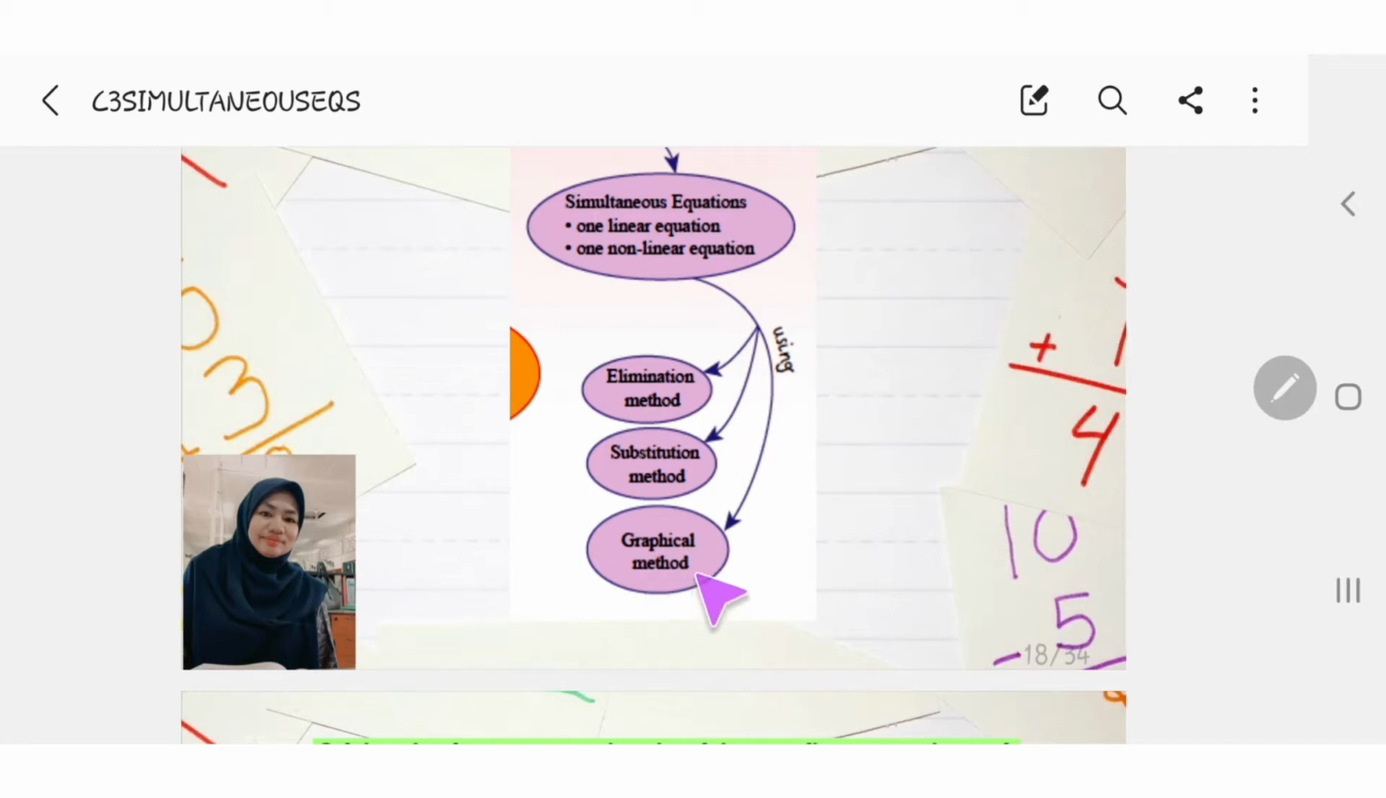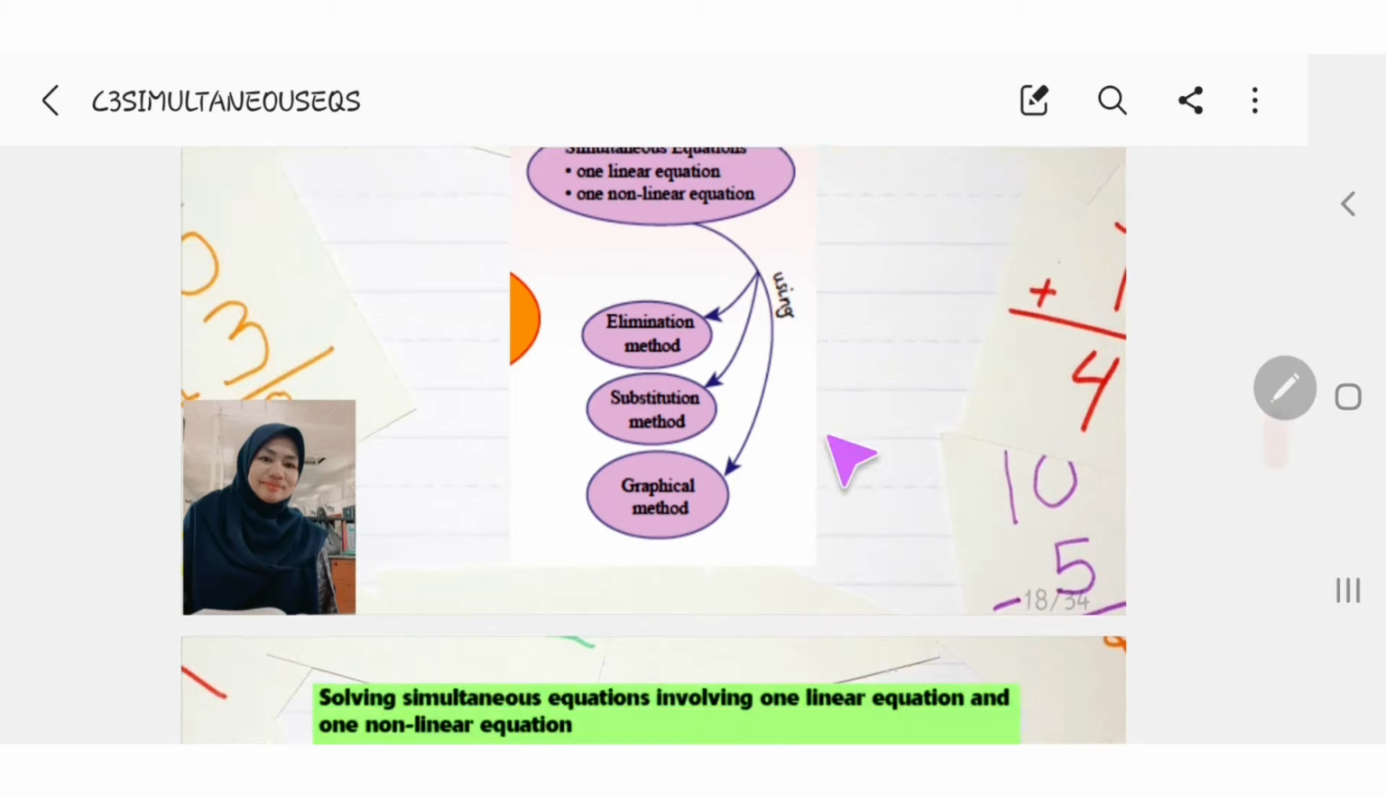For the graphical method, you need to draw the graph and then find the points of intersection. The points of intersection represent the values of the variables.